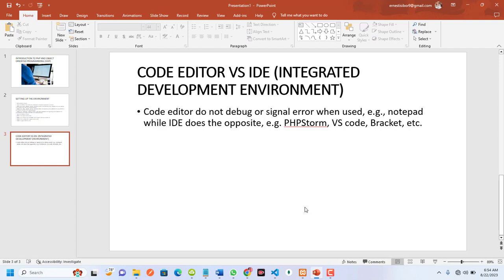So look at the IDE, which we have been using and which we're going to keep using. The IDE does the opposite. The IDE can help you debug and can help you signal error. Examples of IDEs are PHPStorm, VS Code, which I'm going to use in this class, Brackets, and many more. When I say IDE, I'm referring to what some of you call Visual Studio Code, PHPStorm, Brackets, Atom, and the rest. So the code editor is just Notepad. I believe you now understand the concept of code editor and IDE.